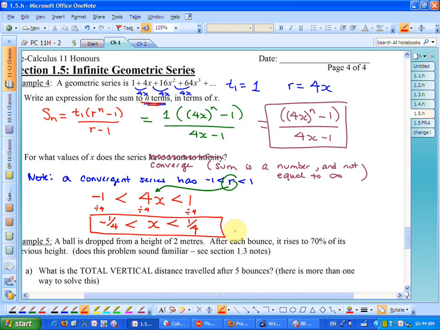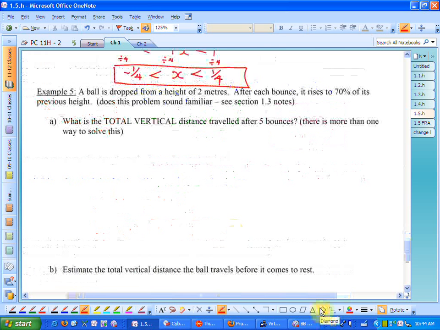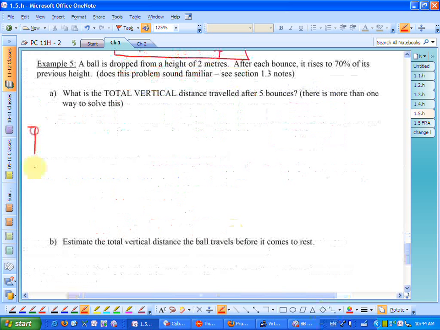All right, let's do the last one here. Number 5. Hey, it's that ball question again. Remember that ball question? The sadly ball question. I will draw out my lovely picture for you again.